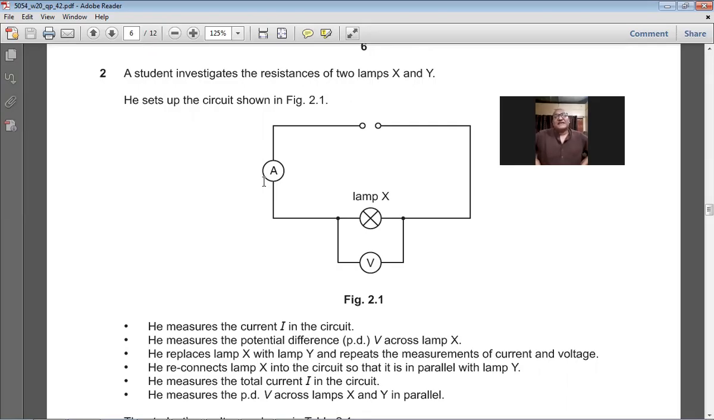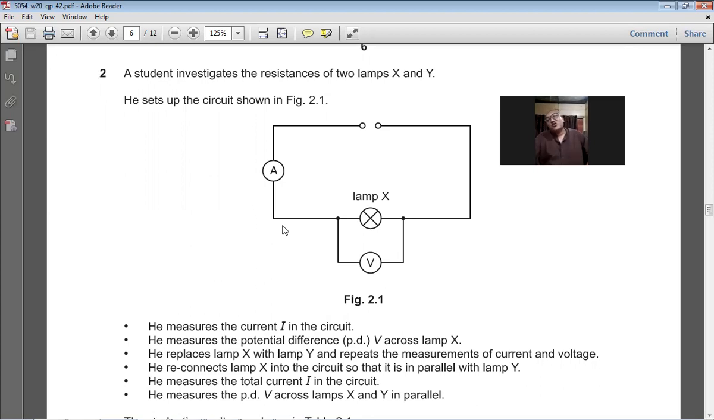He measures the current I in the circuit. He measures the potential difference V across the lamp X. He replaces the lamp X with the lamp Y and repeats the measurements of the current and voltage. He removed this lamp, and here he put another lamp by the name Y, and he measures current, he measures voltage. He reconnects the lamp X into the circuit so that it is parallel with the lamp Y. Then he puts the lamp X back, but he put the lamp X parallel to the lamp Y.